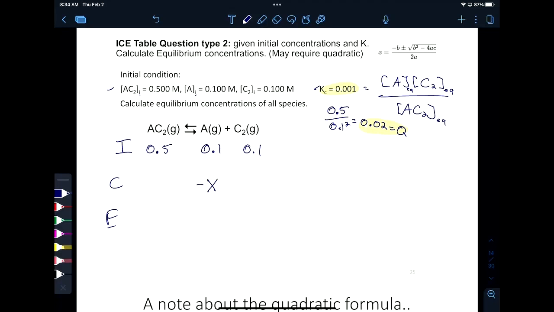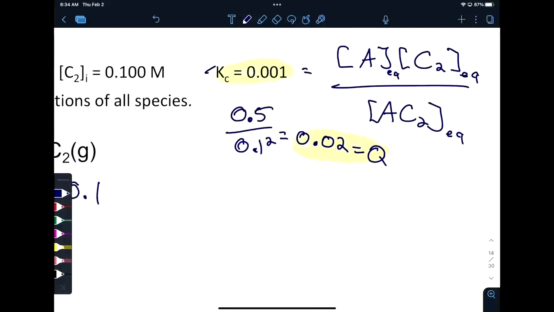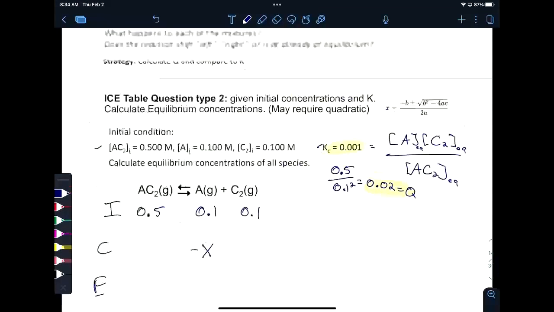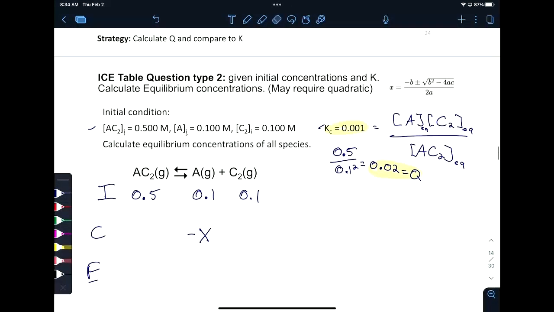Did I do something wrong? Yeah. Would it? Oh, it would be, yes. Sorry. 0.1 squared over 0.5. I think the number is still right because I looked at my key. Sorry about that.